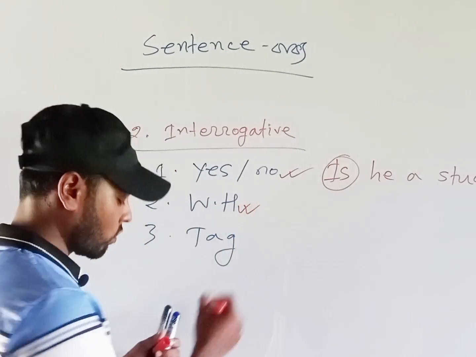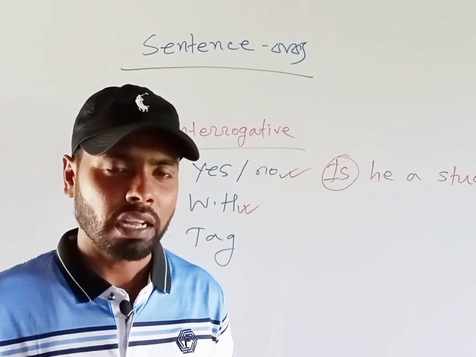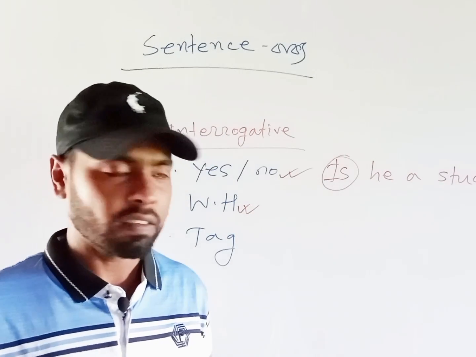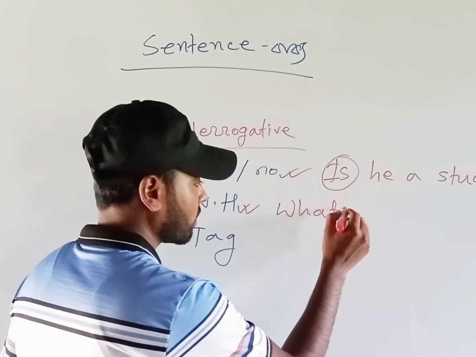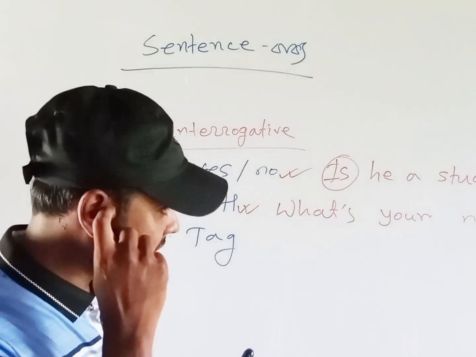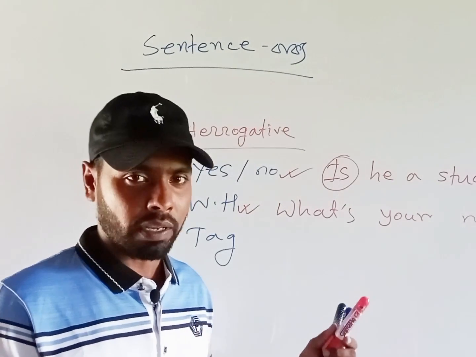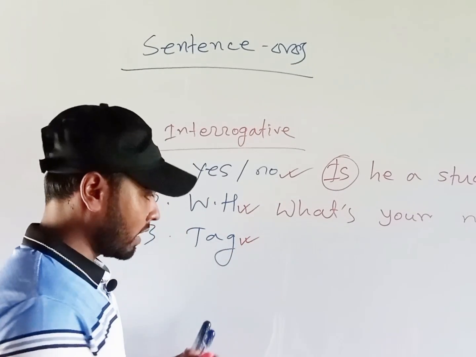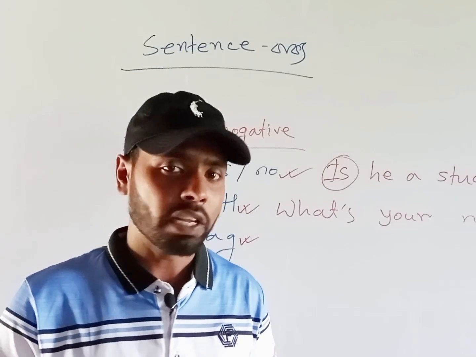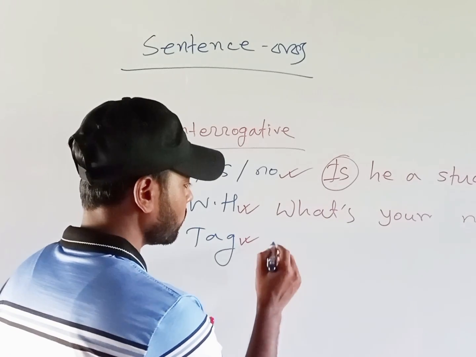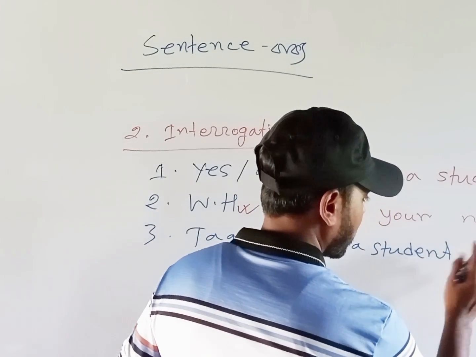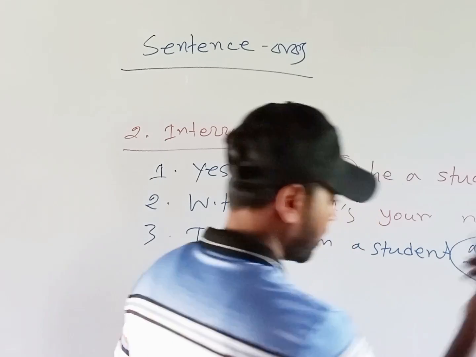And number two, WH question. A WH question means a question which always starts with a W or H word, and its answer cannot be given by only yes or no. If you answer this question, you have to use details. For example, what's your name? You cannot answer this with yes or no only. You have to say your name. And number three is tag question. A tag question is a question which is added at the end of a sentence in order to get recognition of the listener during a conversation. For example, I am a student, aren't I? This is a tag question.